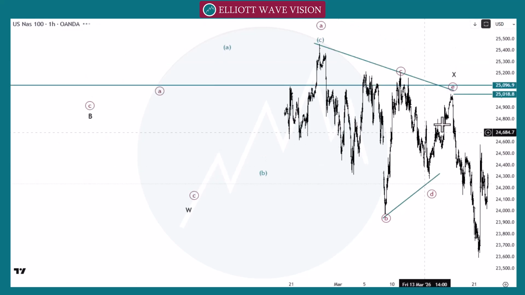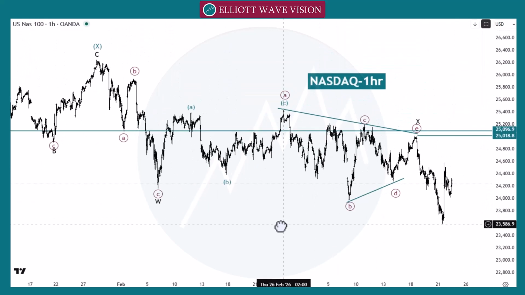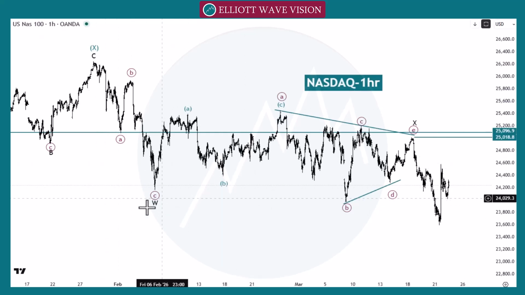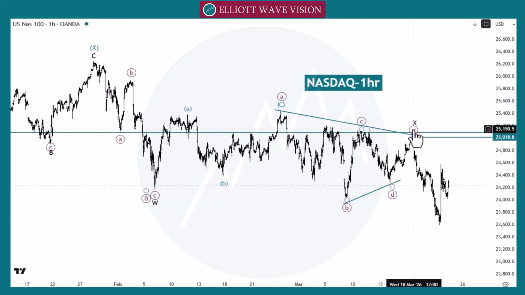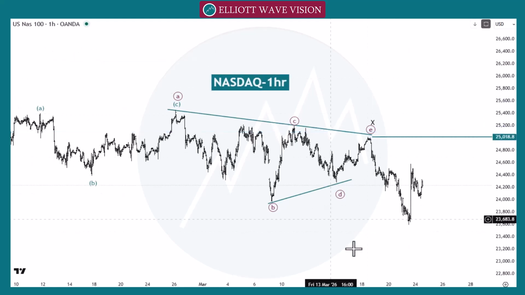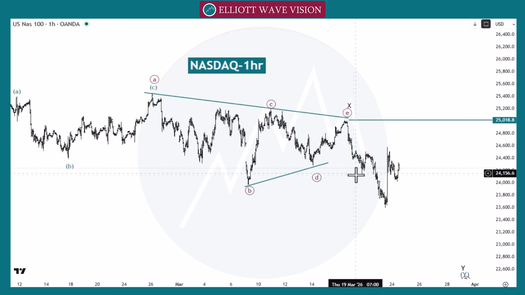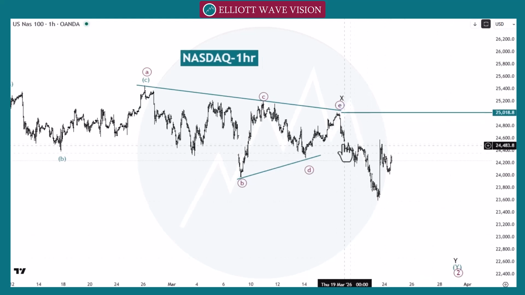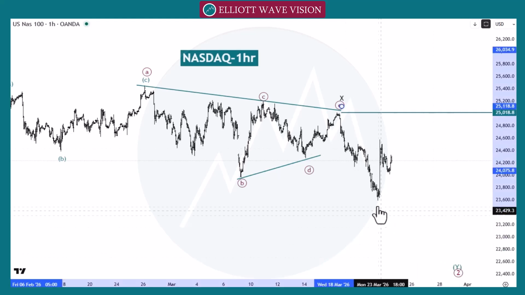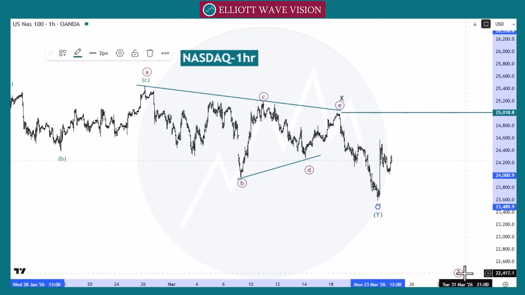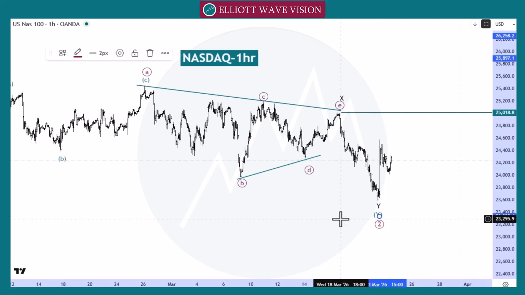In 1 hour time frame, after this green wave X, we count this structure as a W, then A, B, C, D, and E as a triangle X. Now we can go this move as A, B, and C as a Y. That's possible. This correction may be completed at this point as a Y of this green wave Y as a brown wave 2. That's also possible.